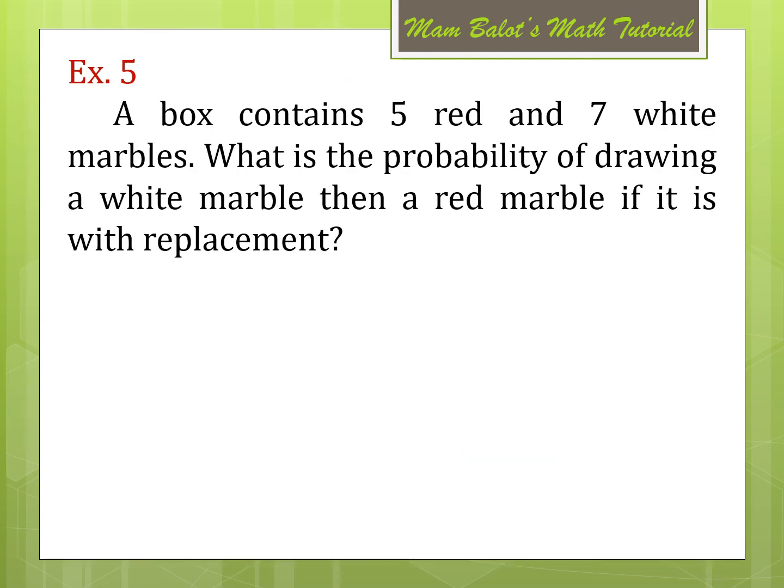Example: a box contains 5 red and 7 white marbles. What is the probability of drawing a white marble, then a red marble if it is with replacement? When we say with replacement, it means that we will return the first marble drawn to the box. So this becomes an independent event because the second marble drawn is not affected by the first marble drawn.